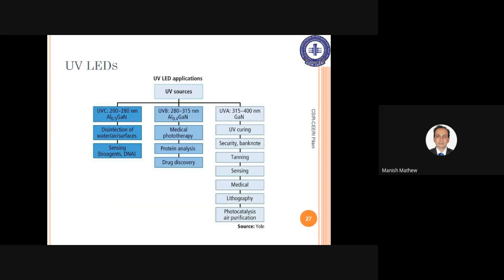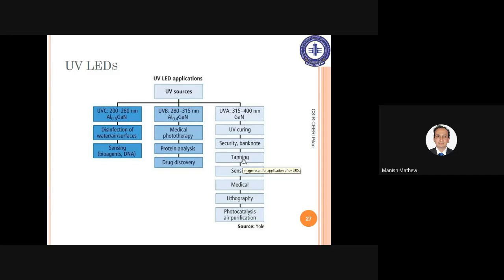UV LEDs. So one is UVA. This can be used for curing. Then UVA is also used for security and bank notes. As you might have seen, whenever you go to the bank and deposit your money, they check whether the currency is fake or not. So they just put the currency below this UV light and check whether it's fake or original currency.